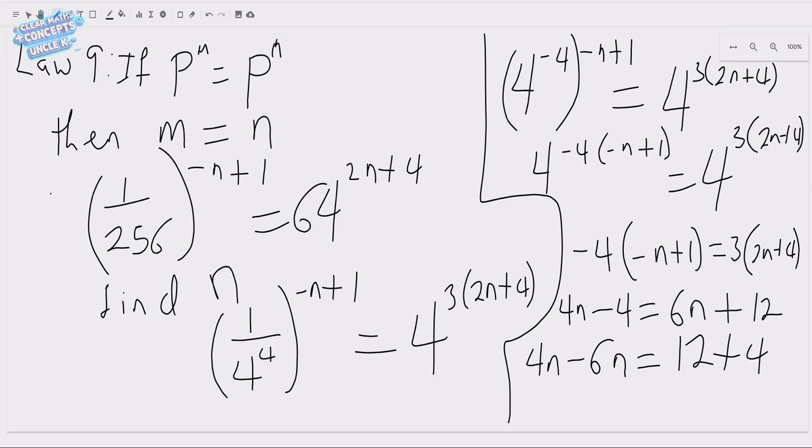So 4n minus 6n, this will give you what? Just say 4 minus 6. You have a credit of 4 and a debit of 6, so you will still be in debit, right? Okay. So you have minus 2n equals 16. Alright. So what do we do?